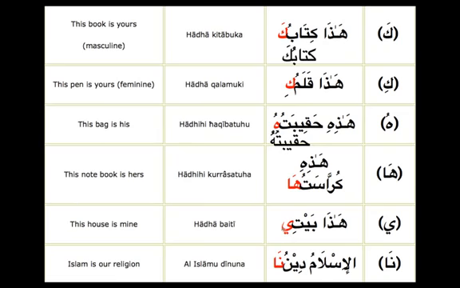So always the pronoun comes first and then the noun when it is attached. Al-Islamu deenuna. Deenu means religion. So how do we translate? Al-Islamu is our religion.